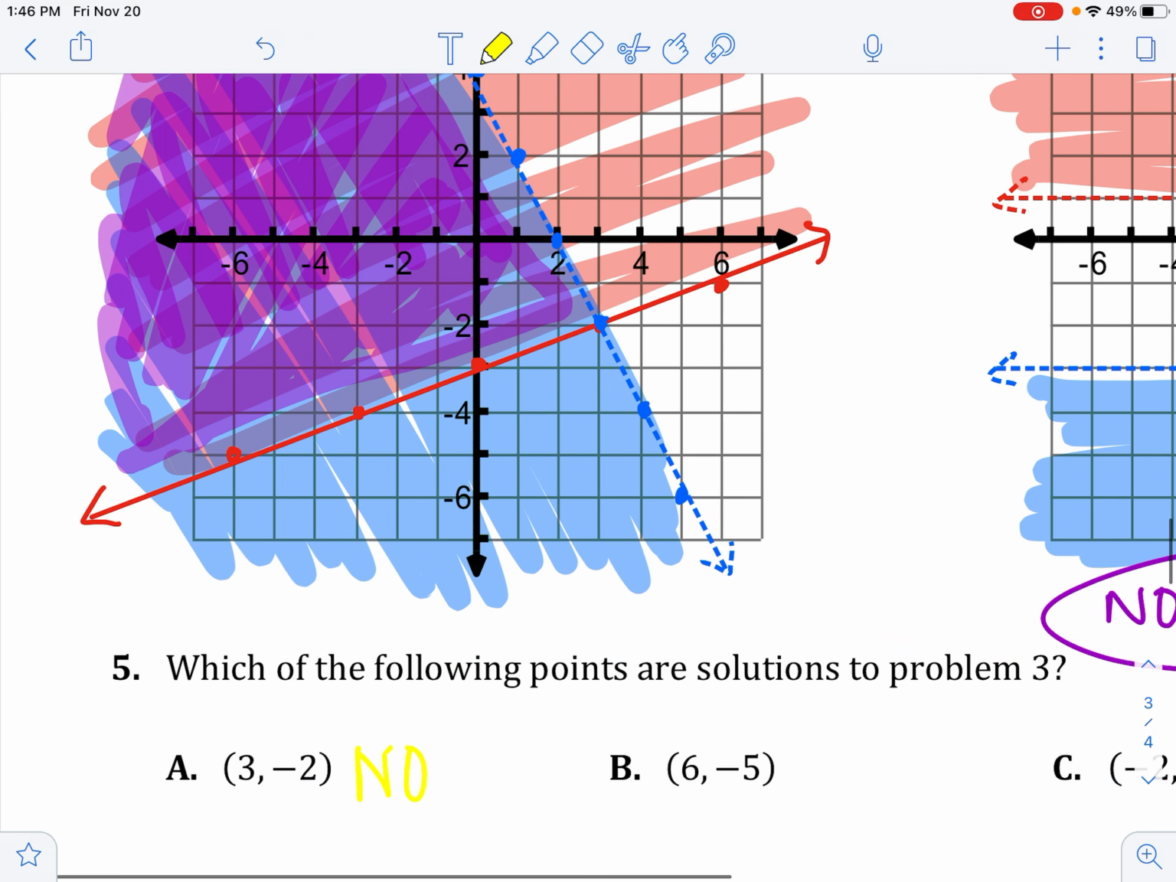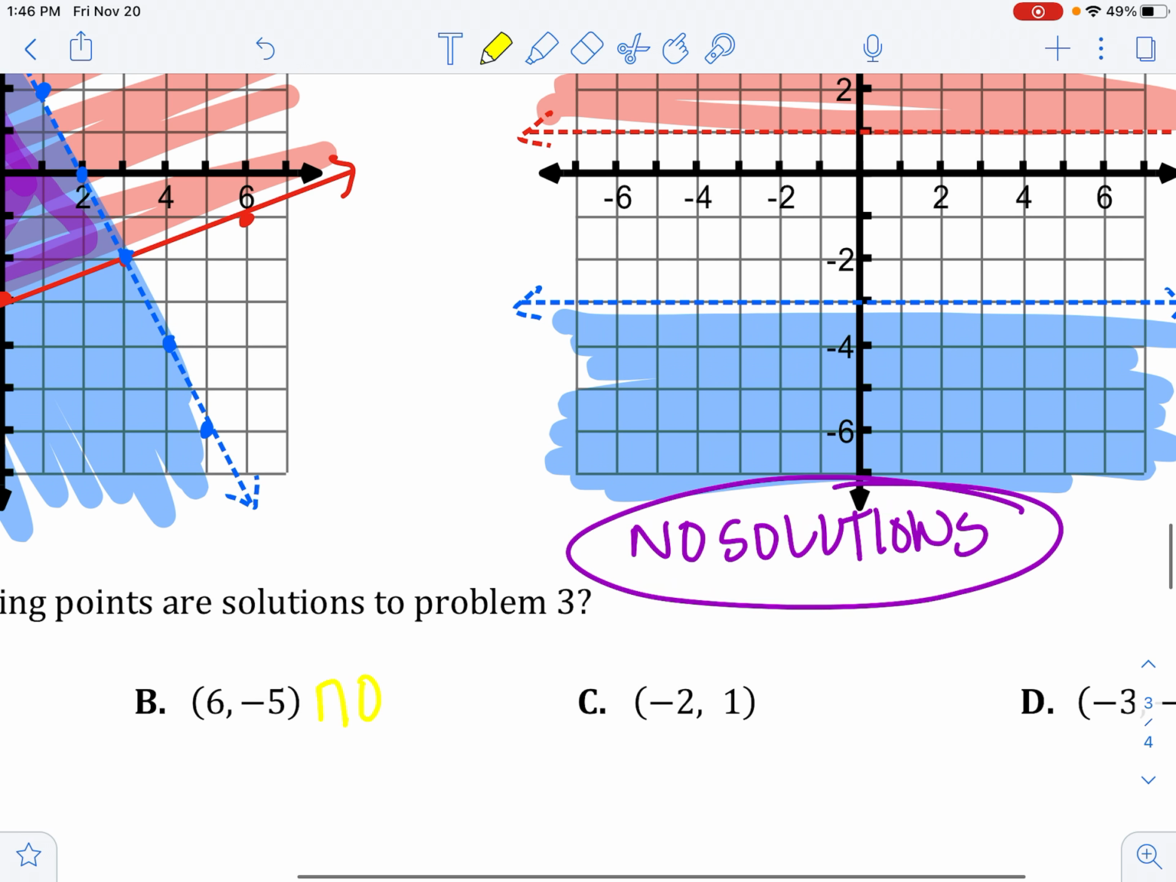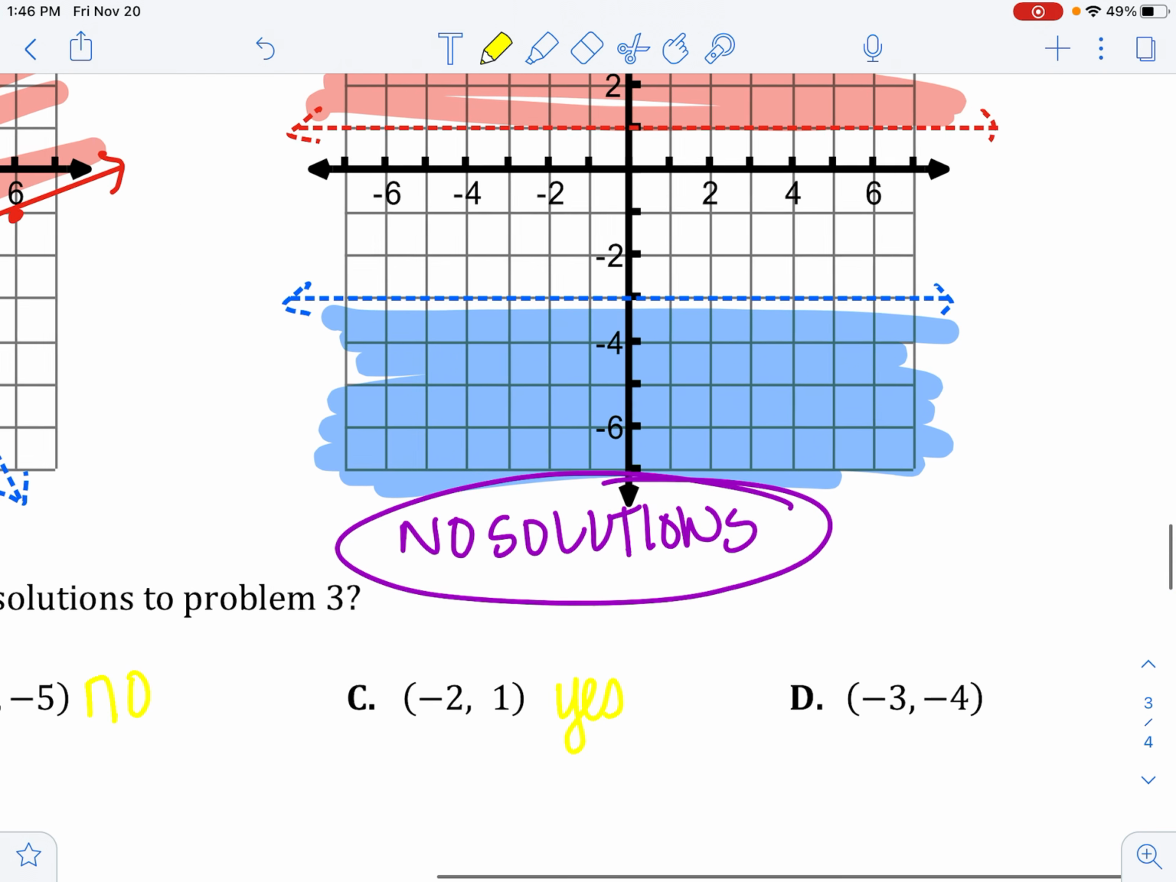How do I get that yellow point to go away? I'm going to have to do it before. So this is no. All right, let's look at (6, -5). (6, -5) right here. That's definitely no, right? And it's not in the overlapping shaded region at all. Gotta remember to erase the point before I write the word down. No.